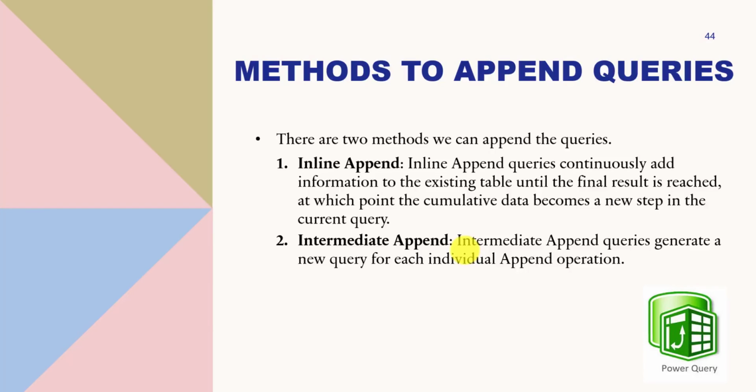Let's say you have two tables and you want to append one table to another. So let's say the first table and the second table. You want to append the second table, so it will be added to the first table. It will not create any new table. But in intermediate append, we can create a new table, or you can say we can generate a new query for each individual append operation.